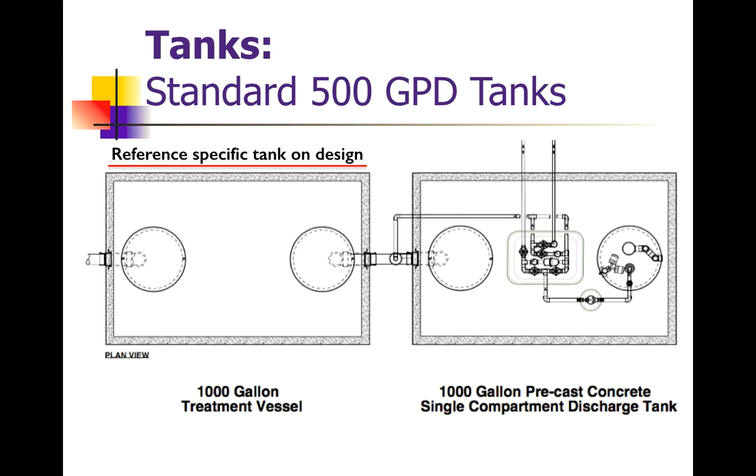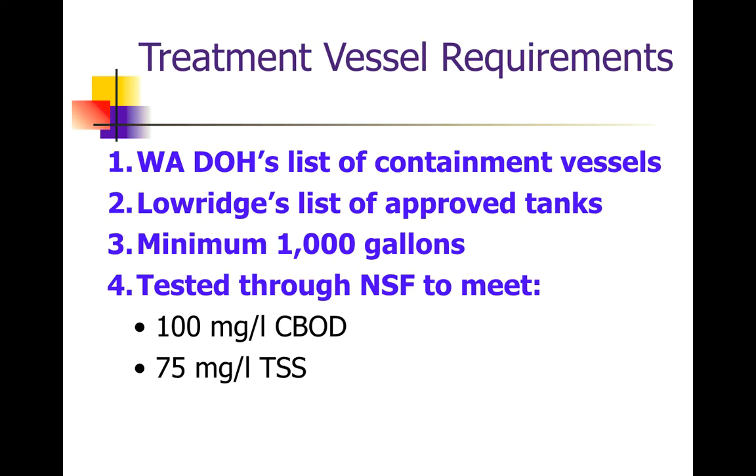This is where it gets a little nuanced. For the standard 500 gallon Oscar II system, we need a 1,000 gallon minimum size treatment vessel, and you need to reference the specific tank on the design. It's not just a standard septic tank. And then, of course, a standard 1,000 gallon dosing tank will be required as well.